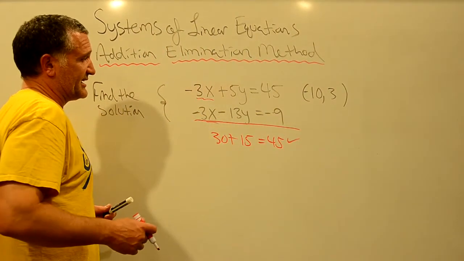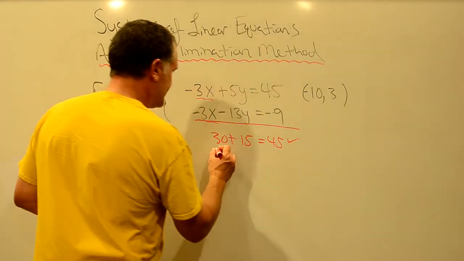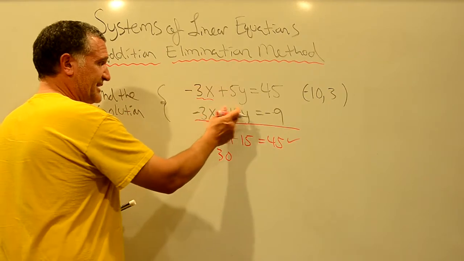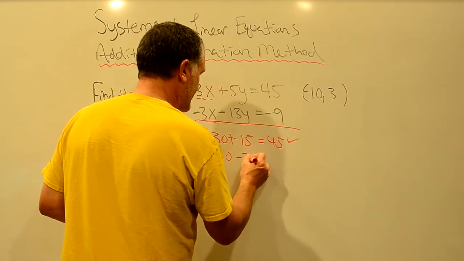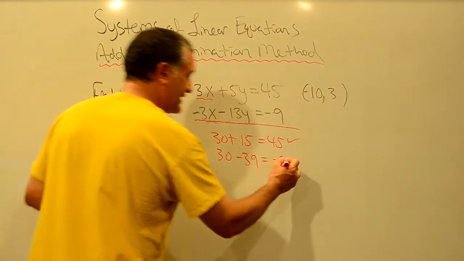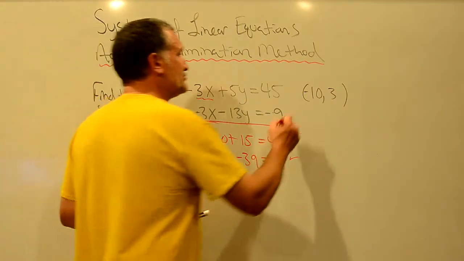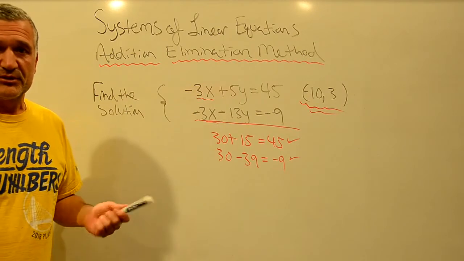Okay, let's put it in the second equation and see what happens. What's negative 3 times negative 10? That's, again, positive 30. What is minus 13 times 3? It would be minus 39. Does that equal negative 9? Is 30 minus 39 equal to negative 9? Absolutely. So I like my solution. My solution at (-10, 3) satisfies both equations.